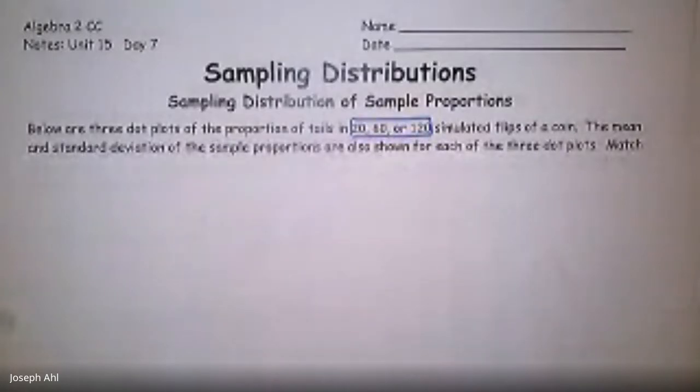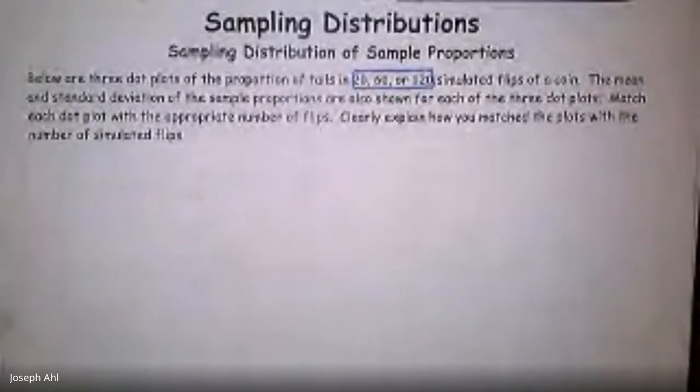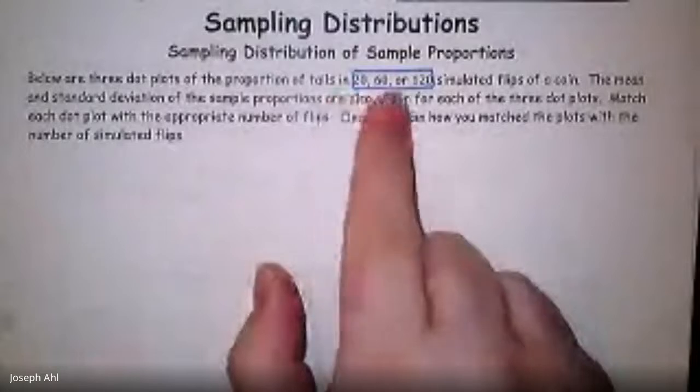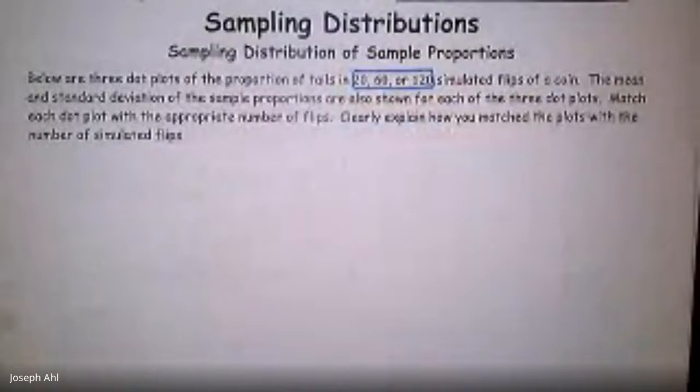It says the mean and standard deviation of the sample proportions are also shown for each of the 3 dot plots. Match each dot plot with the appropriate number of flips. Clearly explain how you match the plots with the number of simulated flips. If you're unsure about this, just listen in and I'll give my explanation here. But if you think, based on yesterday's lesson on sampling distributions, you can make a good guess at this, I really want you to think hard about what should happen to things like the mean and the standard deviation as we increase the number of trials of that simulated coin flip.